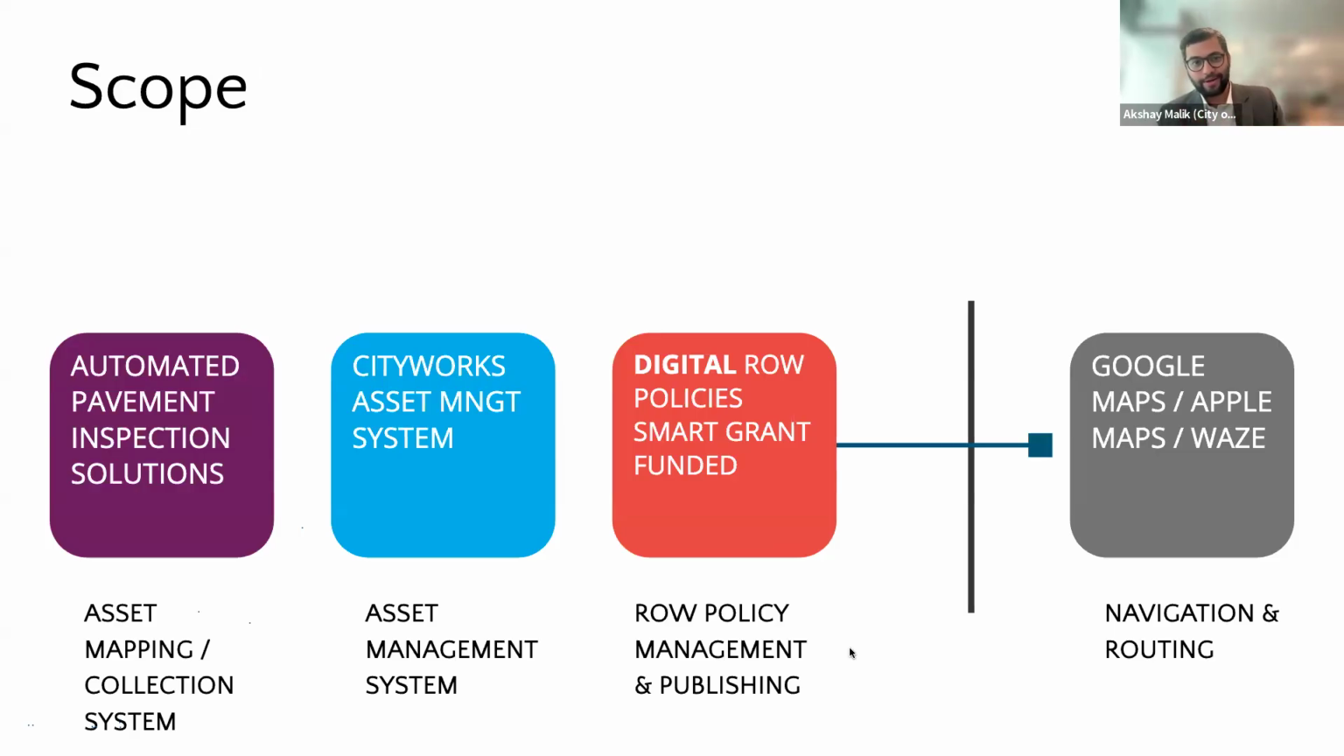That is not in the Smart Grant. Then we have the CityWorks asset management system, where the collected data can then be manipulated to issue work orders and do improvements on that asset. That is not covered as well. What we are covering in this project is the digital right-of-way policy, or the publishing of that policy based on the asset information that we can get from a centralized data asset management system, which is CityWorks in our case. We are also not going to help with navigational support.